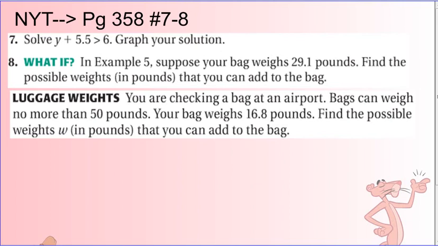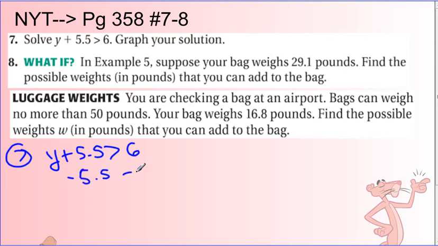Alright, number 7 says solve this and graph your solution. Let me just write down number 7 again. y plus 5.5 is greater than 6. So to solve, we subtract 5.5, not 6. Subtract 5.5 from both sides. These cancel. Y is greater than 0.5.